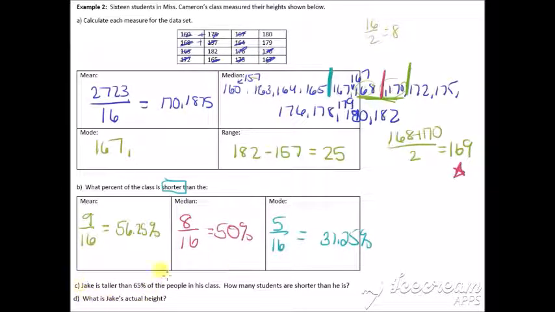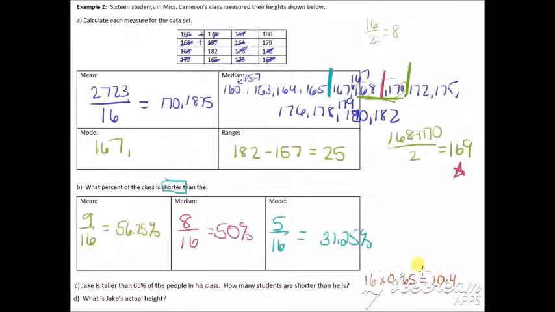Okay, so I have just C and D. We're going to do them at the side so that they would fit on the same page. Jake is taller than 65% of the people in his class. How many students are shorter than he is? Well, if he's taller than 65%, there are 16 students, and let's multiply that by 65%, so 10.4.